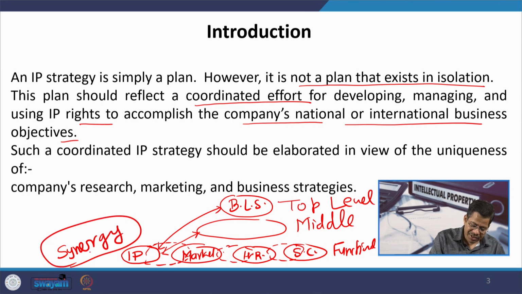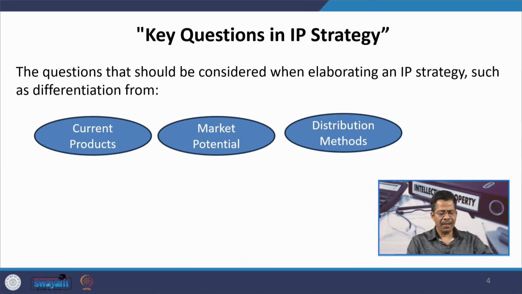And when you have synergy, effectiveness increases multiple times. So, all those things are possible only when coordination and alignment with your top strategy is possible in the organization. Now, when we are developing this IP strategy, two things we have understood.